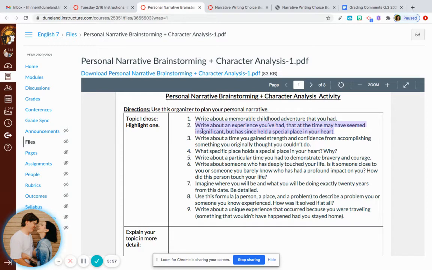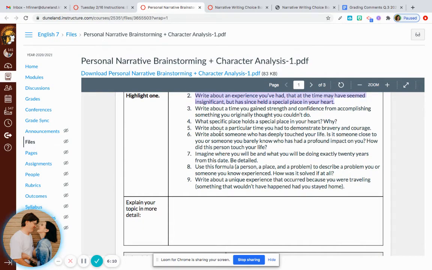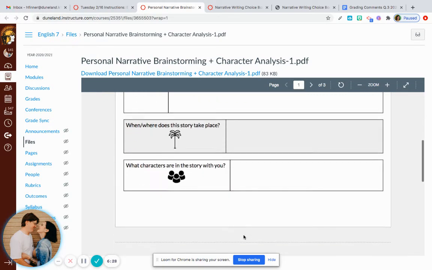So for example, if I chose this one to highlight, write about an experience you've had at a time you may have seemed insignificant, or the experience may have seemed unimportant, but held a place in your heart. Maybe I decide to write about a time where my friend helped me, and at the time it didn't seem like that was very important for my friend to help me or stick up for me, but it showed me really what friendship is, right? So that's what I would kind of say here. So in a few sentences, explain your topic in more detail.